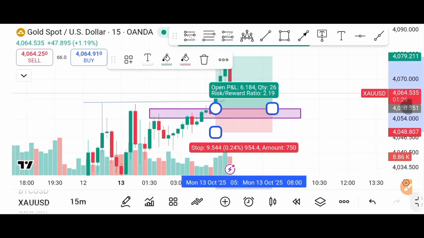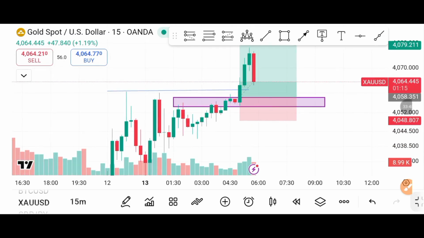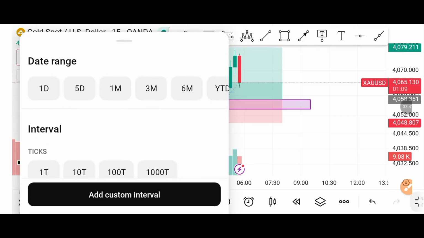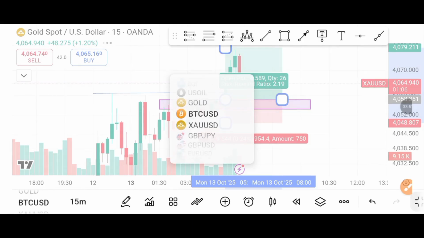So we move over to the next pair, which is GBPJPY. We've been able to give a smart money breakdown on GBPUSD and on XAUUSD. So we head over to GBPJPY. Then we can call this a day. Okay, let's quickly do that.